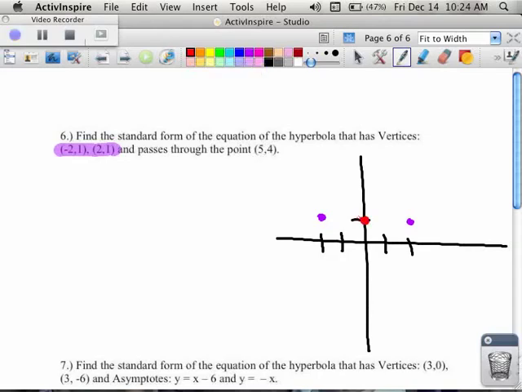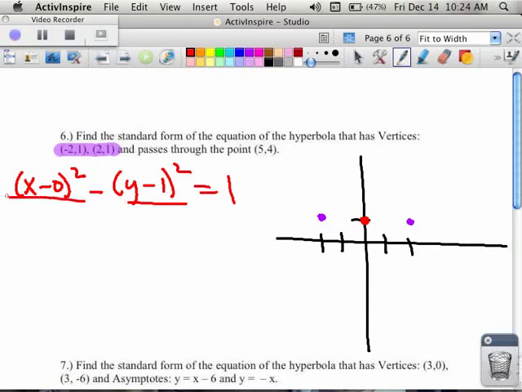So my center is exactly in the middle, which tells me my equation, since I can also tell I'm opening horizontally, will be x minus 0 squared minus y minus 1 squared equals 1. And because they told me where my vertices were, I know the distance between my center and my vertex is 2 units, which means the number that goes under my x is 4.